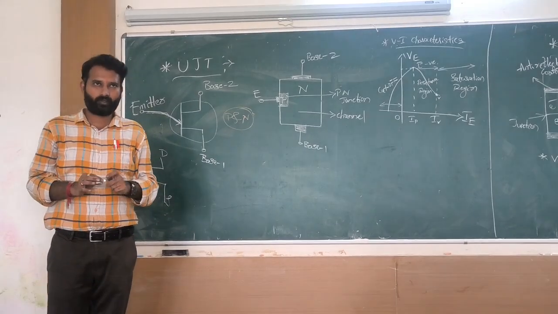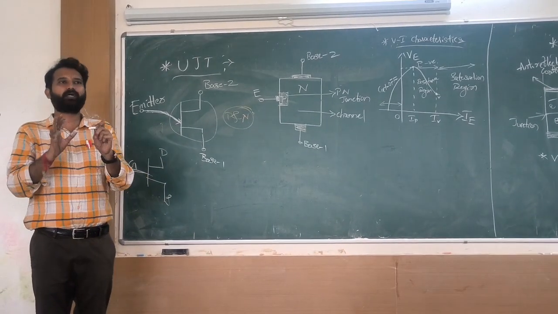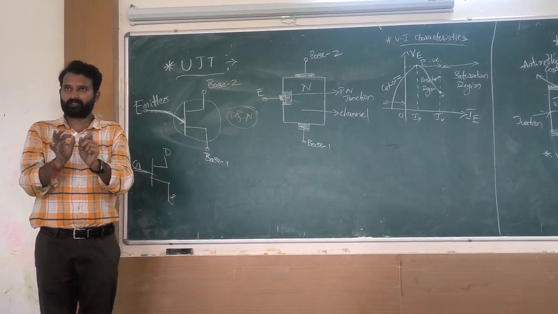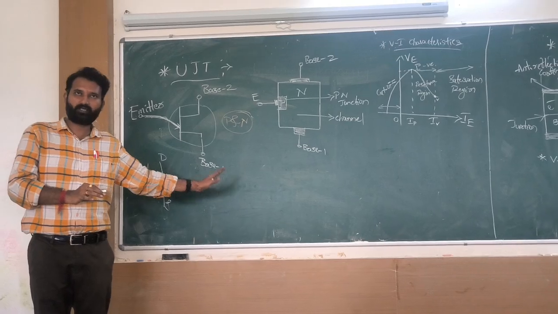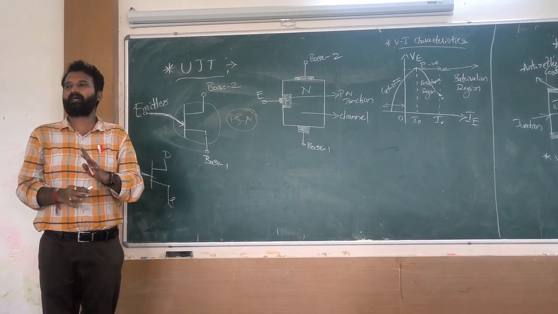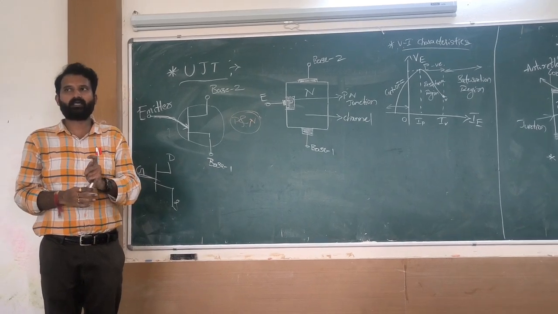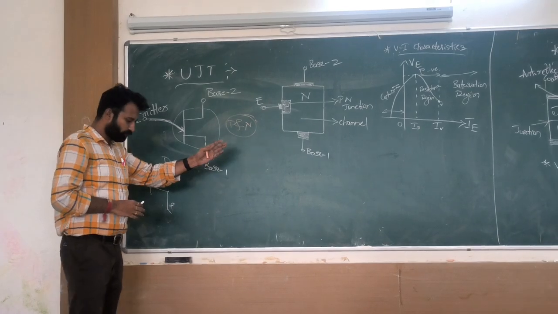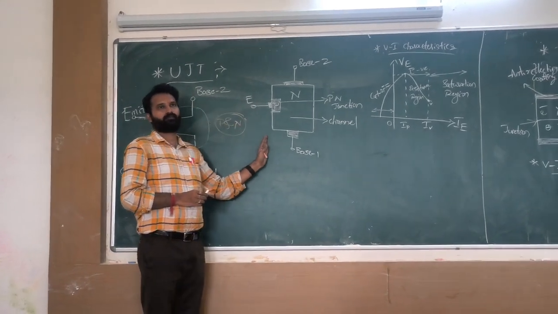Clear? Semiconductor material means it is made up of P-type and N-type. Almost all the devices you are studying in this subject are semiconductor devices, made up of semiconductor material. Now let me move to the construction.